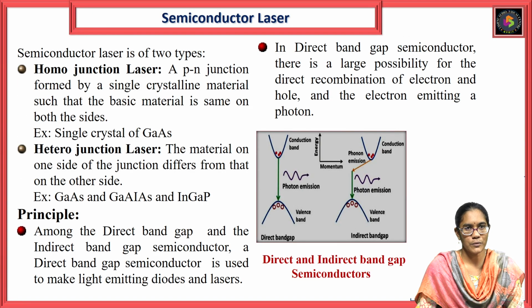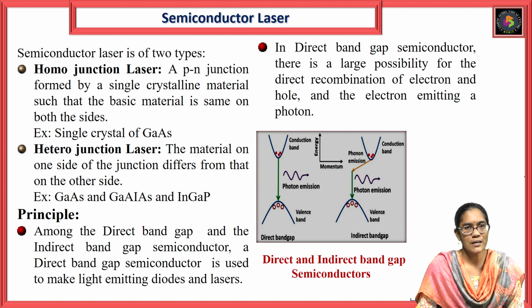So coming to the introduction of semiconductor laser. Basically, a semiconductor laser is fabricated with a PN junction diode when it is connected in forward bias. Majorly, semiconductor diode lasers have two types. Those are the homojunction diode laser and the heterojunction diode laser.